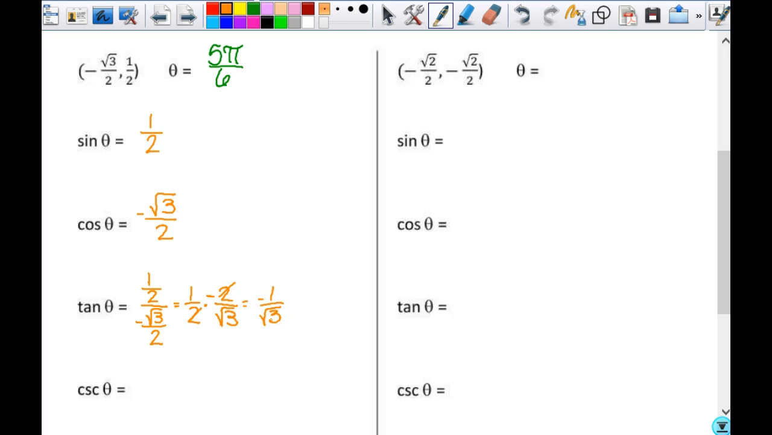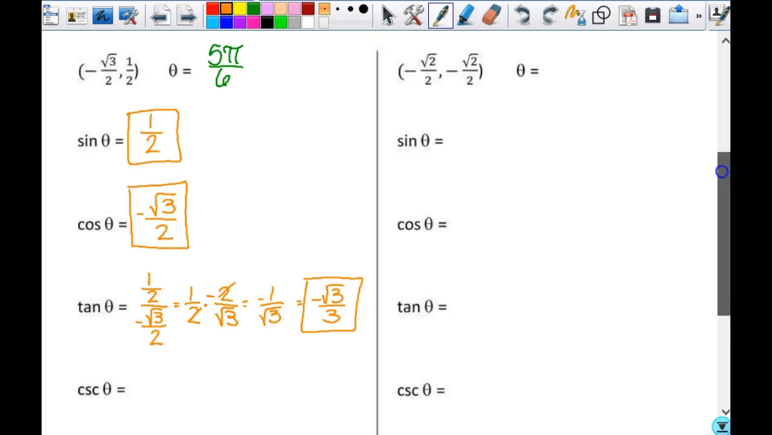That's a bad thing. Can't have a square root in the denominator, so I rationalize. When I multiply by the square root of 3 over the square root of 3, that gives me negative square root of 3 over 3. There is your tangent theta. Okay, I should have boxed the rest of these.